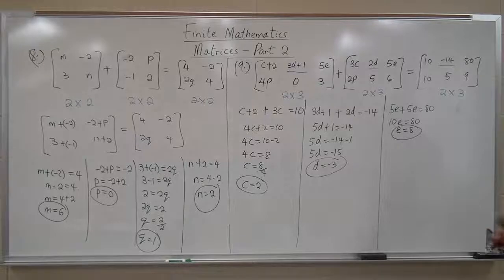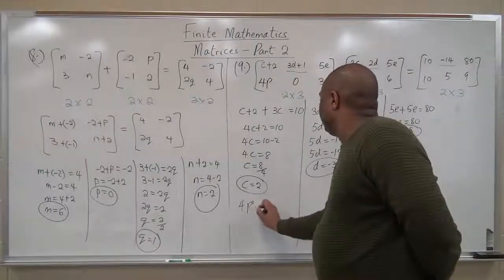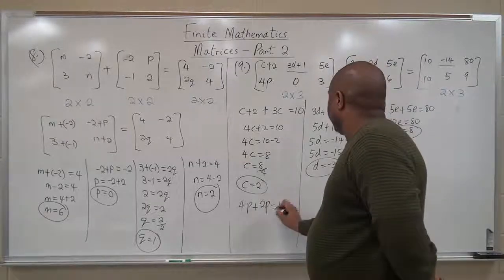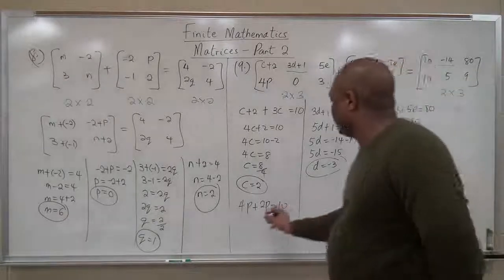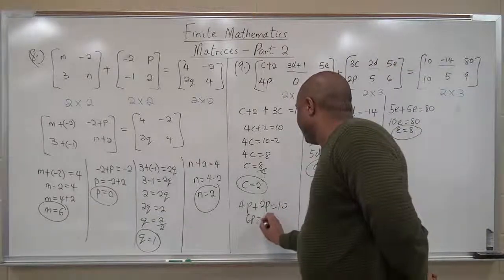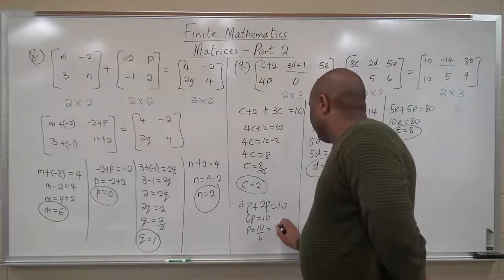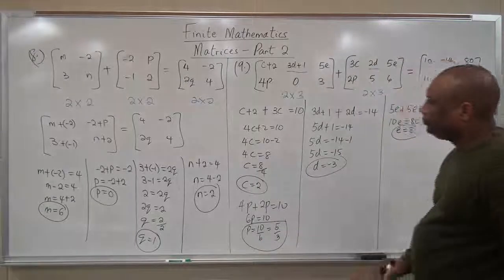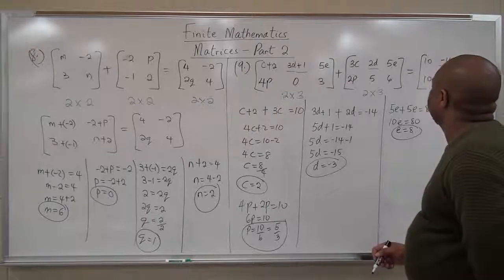Then the next one, 4P. 4P plus 2P will give us 10, right? 4P plus 2P is 10. So 6P is 10, and P will be 10 over 6, which is what? 5 over 3. P is 5 over 3.